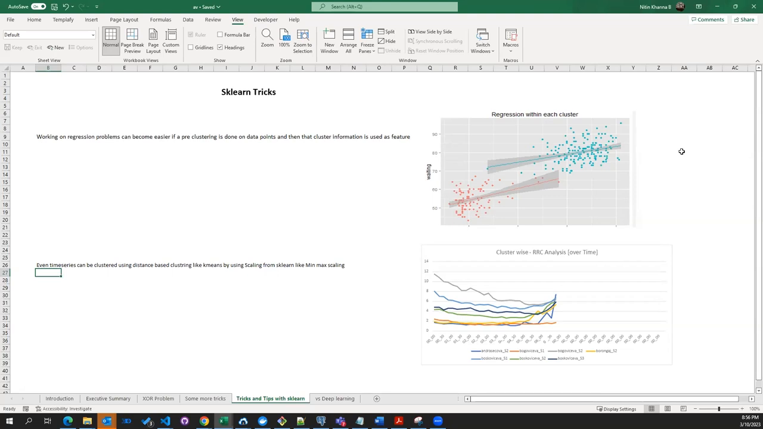Now, there are some tricks with sklearn that we use. While working with regression problems, we come across many situations where we can see that the behavior of the data points is different. Let's say we only have numerical data, and we can see that some data points are behaving in a certain region and others are behaving in a certain region. So here what we try to do is a pre-clustering or a profiling kind of thing, and then on those clusters we try to do the regression.